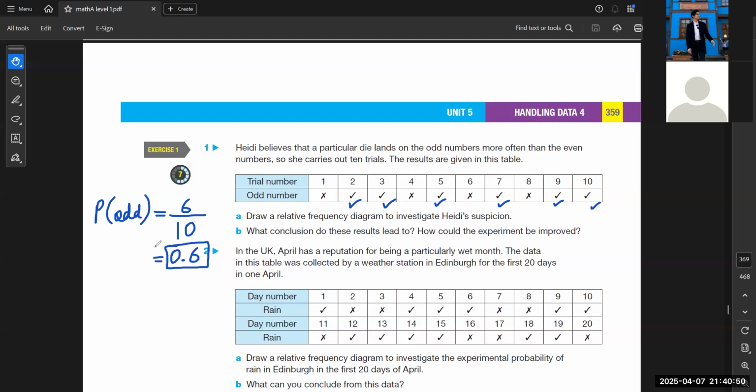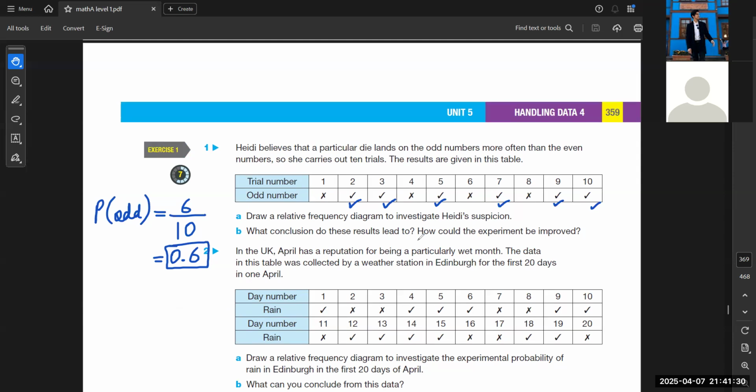What do you think it should be in a regular six-sided die? What do you think the probability of getting an odd number should be? 3 over 10? No, it should be 0.5, 50-50, because there are exactly as many even numbers as odd numbers. Logically speaking, not even mathematically, it should be 0.5. So this does look like the die is biased towards odd numbers.